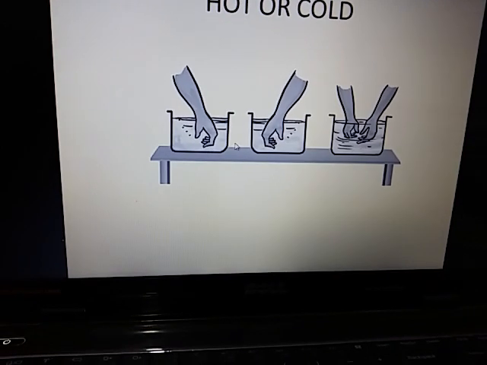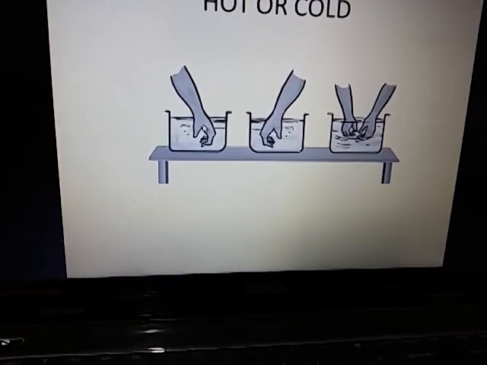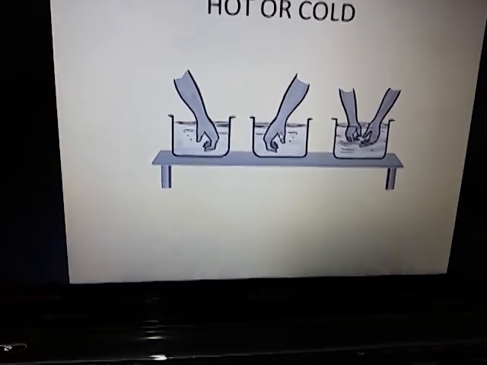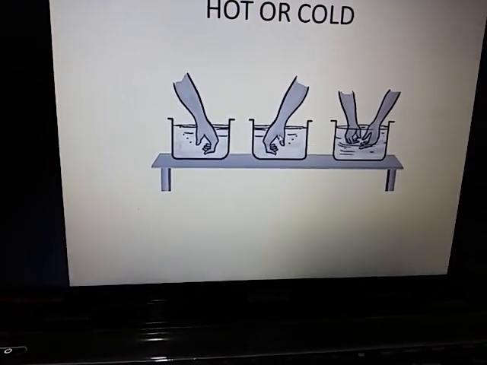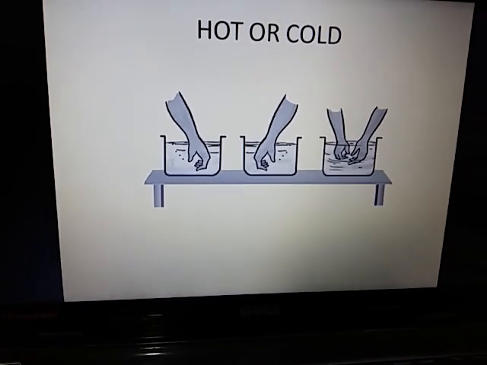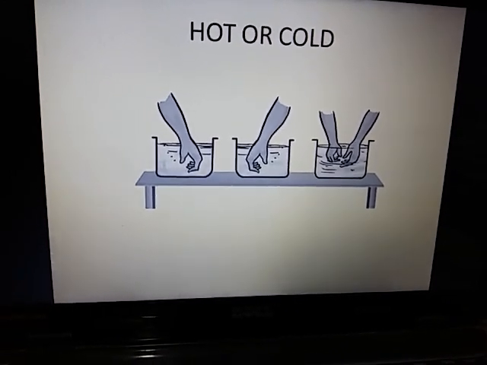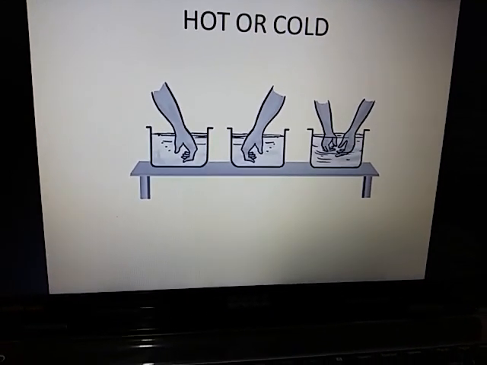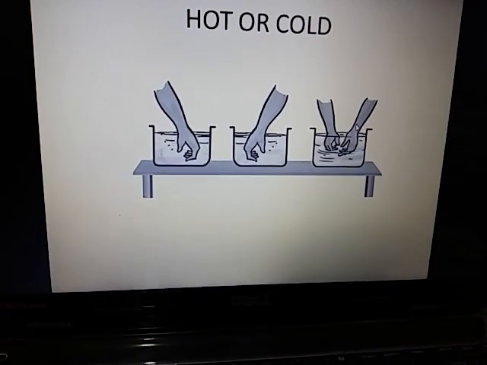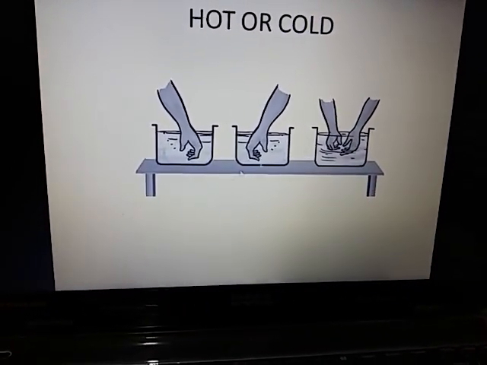Okay, but first put one hand in the cold one, another hand in the warm water. Okay, and keep them immersed in water for 2-3 minutes. Then remove both the hands and put them simultaneously in this mixture. Okay, so what do you observe?